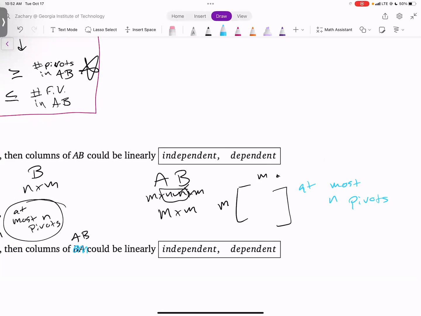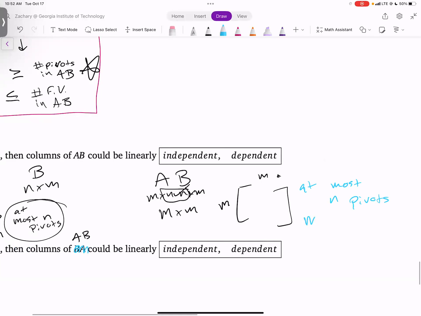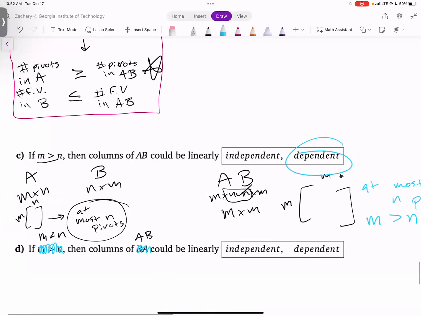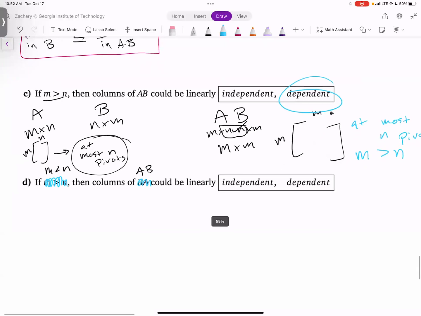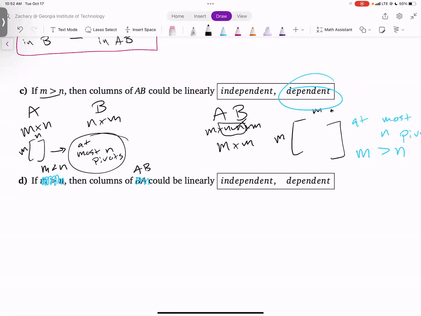That means I can never have a pivot in every column. Using the condition that m is always greater than n, we will always have more columns than pivots. Our columns must always be dependent. We can never have a pivot in every column for this particular case.